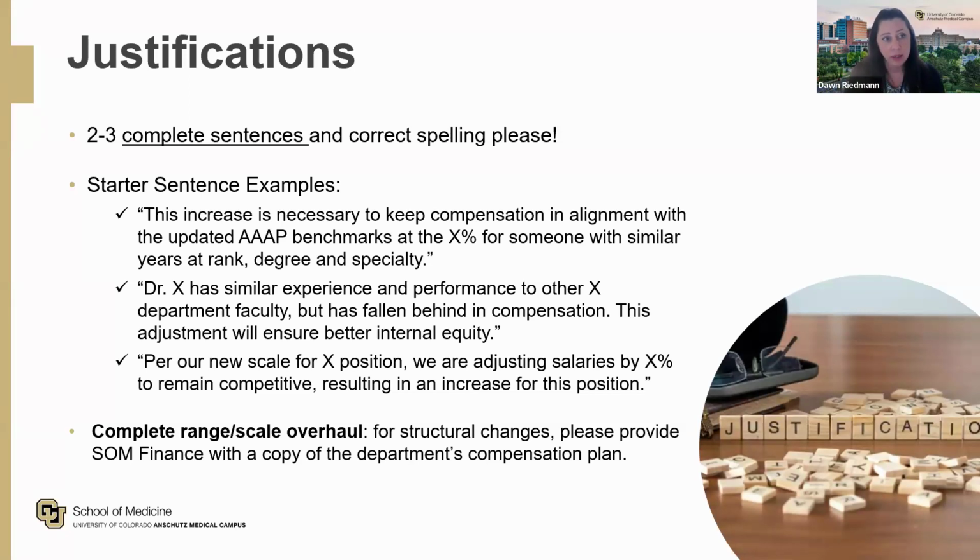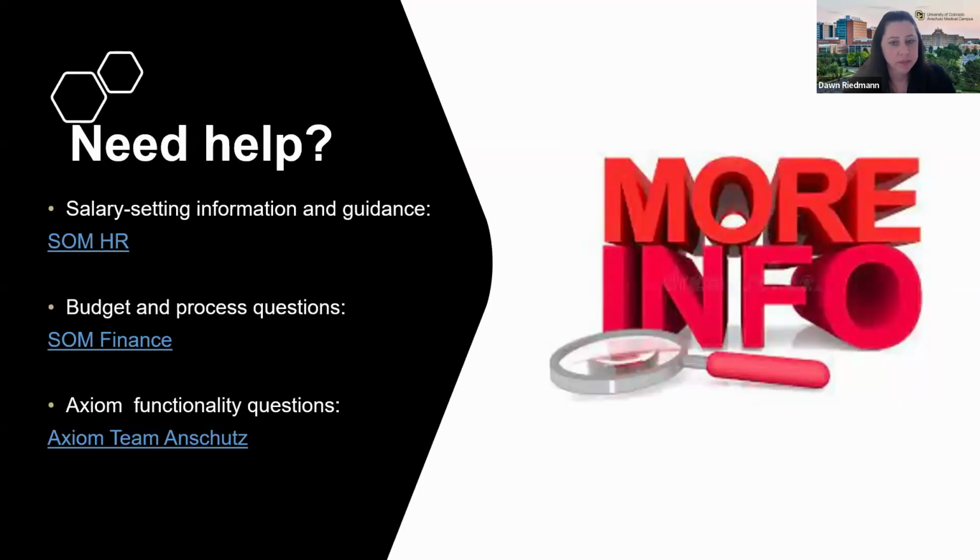Copy and pasting your justification across the board does not work, and it doesn't show that it's something specific to that individual, unless it's a structural change across the board. So just please be mindful of justifications when you're submitting those. All right, next slide, please.